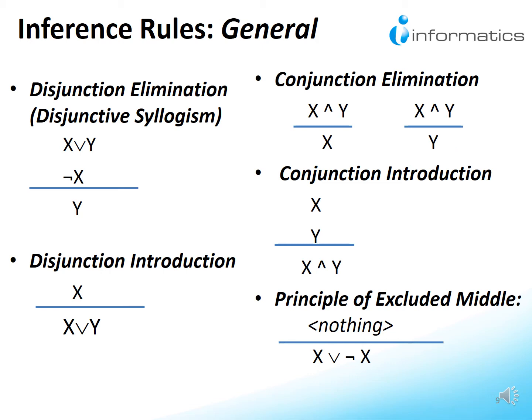During the proof, if we have proved that X is true and later on proved that Y is true, then we can write the conclusion X and Y is true. There is this principle of excluded middle, which states that X or not X must always be true without any premises.